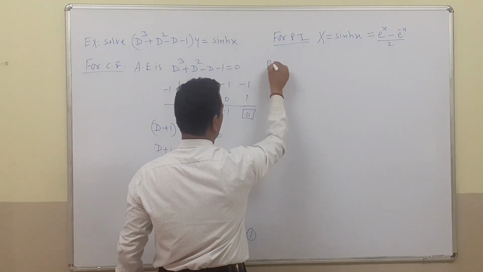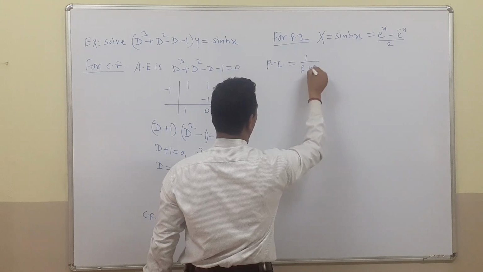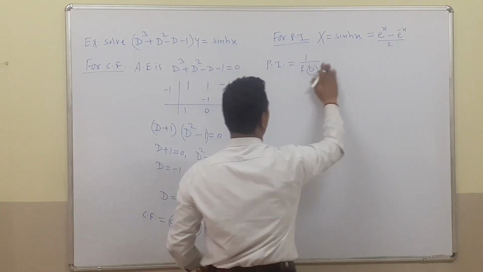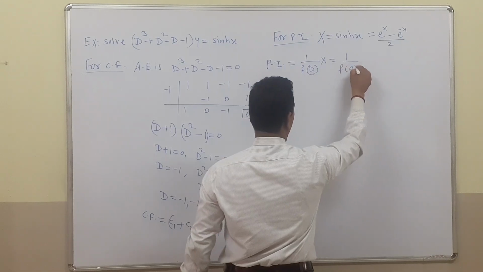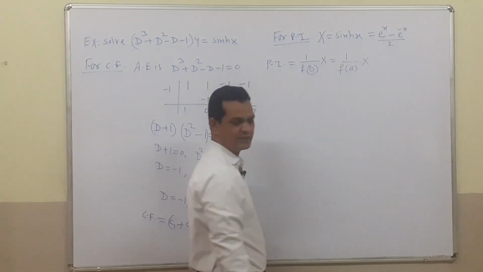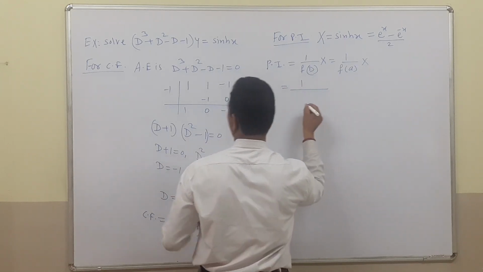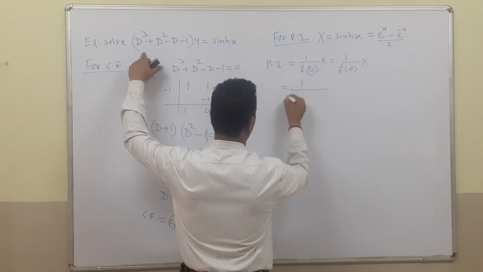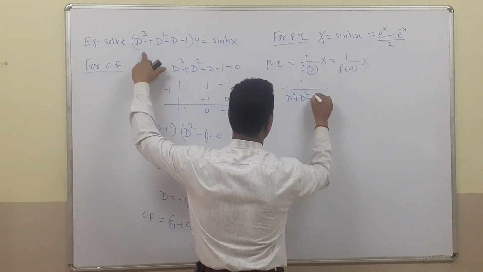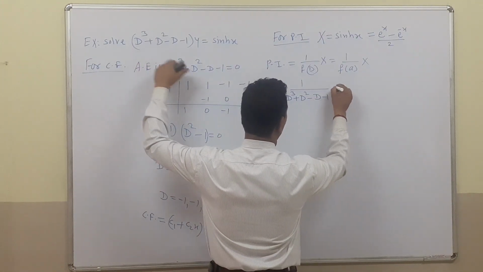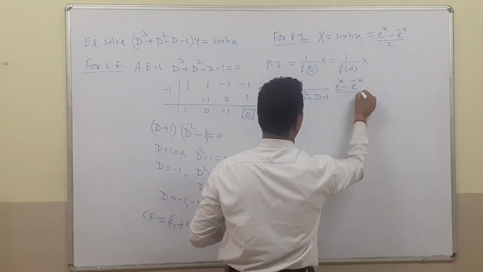Now the particular integral is equal to 1 upon f of d into capital X, which is equal to 1 upon f of a into capital X. This is the formula. Now put the value: 1 upon f of d, which is d cube plus d square minus d minus 1, into e raised to x minus e raised to minus x upon 2.